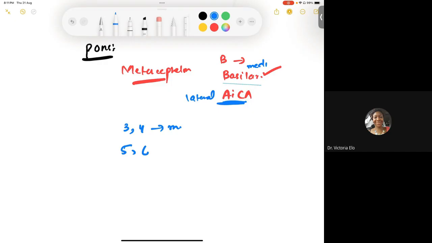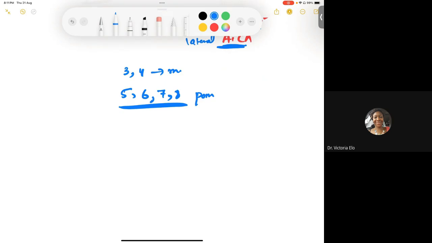Cranial nerve nuclei 5, 6, 7, and 8 are present within the pons. I'm going to tell you a rule of 4. You would know each and everything after this lecture, but just concentrate. So the fifth, sixth, seventh, and eighth cranial nerve nuclei are present within the pons. But there is an exception.